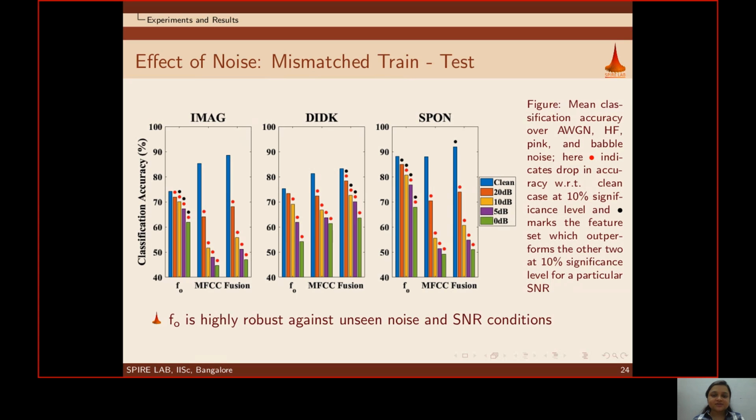Lastly, coming to the mismatched case, plots show that fusion outperforms the individual features only in DIDK, that too except the 0 dB case. For image and spawn, F0 achieves the best performance in most SNRs. The reason behind the poor performance of fusion in these two tasks might be that the performance of MFCC is getting severely affected by noise during these two tasks. Also, significant drops in accuracy with respect to the clean conditions are observed at lower SNR for F0 than MFCC and fusion in 2 out of the 3 tasks, DIDK and spawn. Since this is the mismatched case, these observations indicate that F0 is highly robust against unseen noise and SNR conditions.